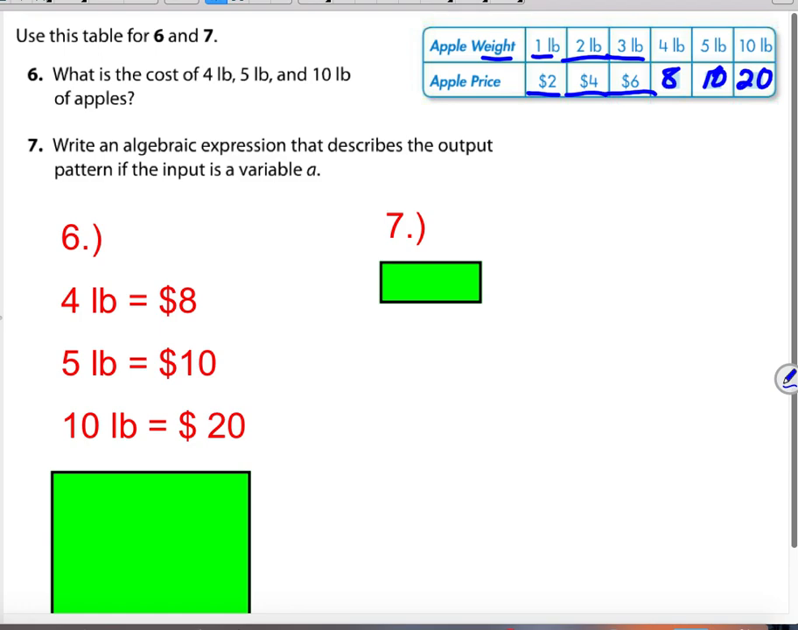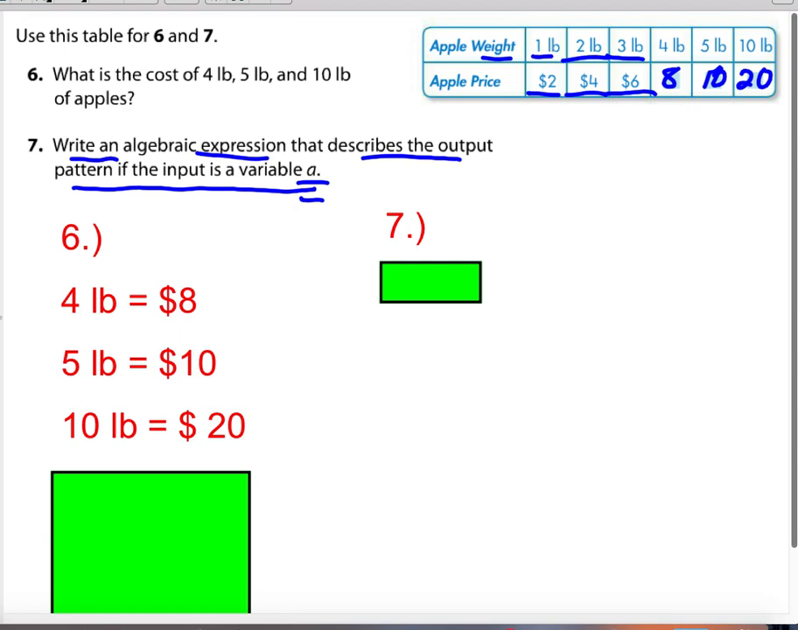So now for number 7, write an algebraic expression that describes the output pattern if the input pattern is variable A. So they're telling you they want you to use A as the variable when you write your algebraic expression. Pause the video and see if you can write that algebraic expression. Alrighty, how do you do?